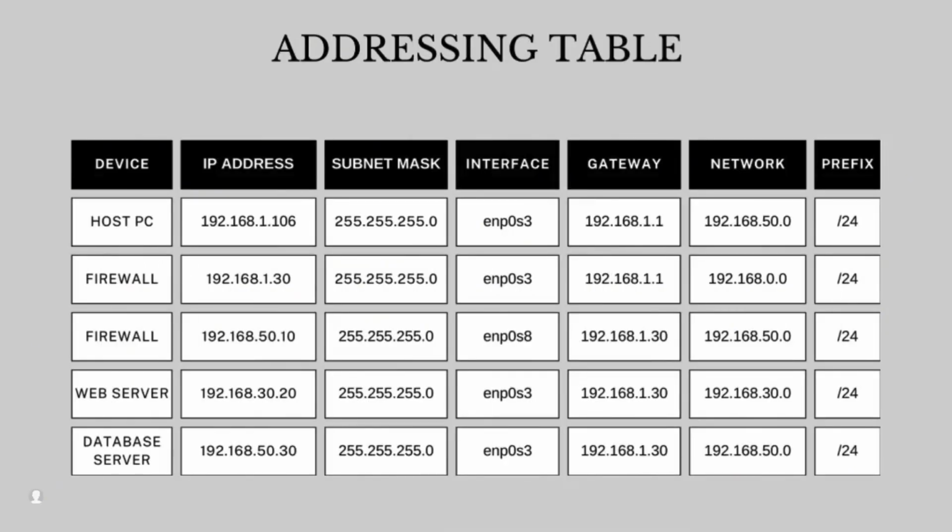Each device is configured: a host PC, a firewall, a web server, and a database server. Each device is assigned specific network settings, including subnet masks, interfaces, gateways, and network prefix, ensuring proper communication and security across the CentOS 7 virtual machine architecture.